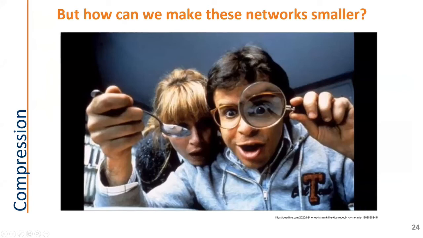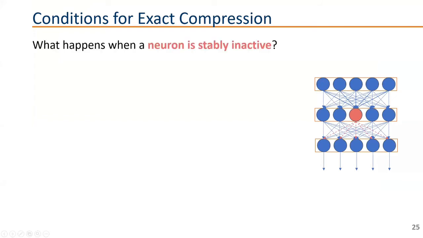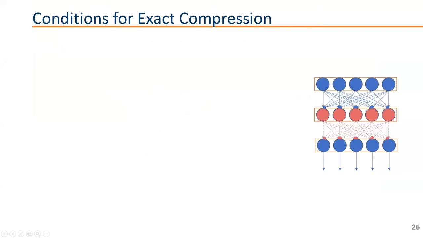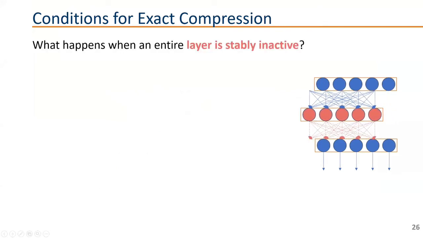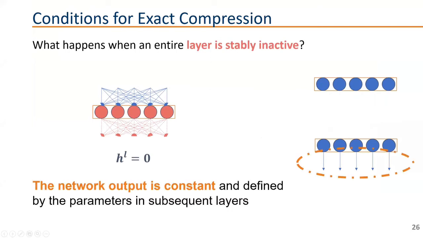Now, here's a quick recap of linear algebra for you. Let's say, what happens when you have a neuron that's stably inactive? We look at this neuron. This neuron is always producing a zero no matter what we try to do, so we can just remove it from the neural network. Well, we can also have the entire layer being stably inactive. And if that happens, that means that this layer is always producing a vector of zeros, which means that no matter what input is sent through the neural network, your output is always going to be the same. So basically, you're modeling a constant function.